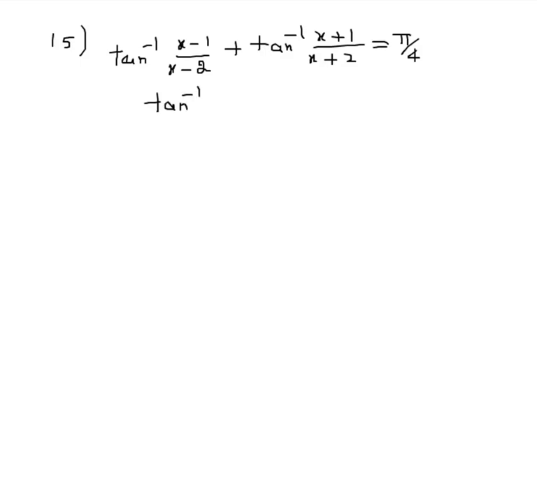Question 15. Tan inverse of x minus 1 by x minus 2 plus tan inverse of x plus 1 by x plus 2 is pi by 4. We have to solve for x. Let us use tan inverse of x plus tan inverse of y formula, which is tan inverse of x plus y divided by 1 minus xy, and the condition is xy should be less than 1.